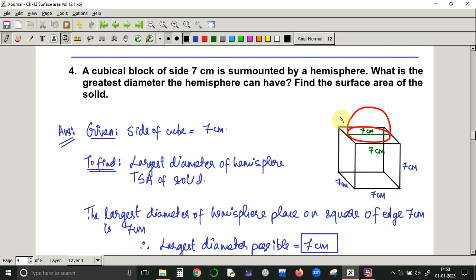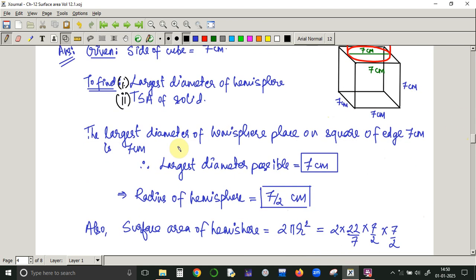Okay, so it's obvious that the maximum diameter available for the hemisphere that we can surmount on the cube is the edge of the cube. Let's read the solution. This is what I have written and given. To find the largest diameter is target number 1 and the total surface area of the solid is target number 2. The largest diameter of the hemisphere placed on the square of edge 7 centimeter is 7 centimeter itself.